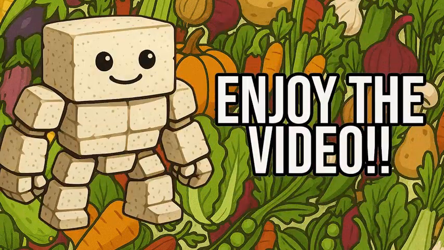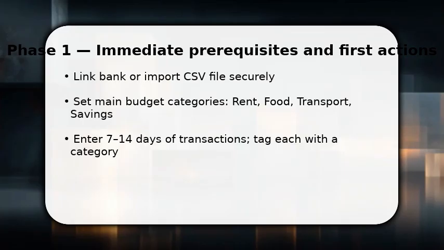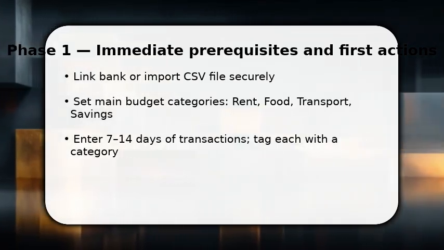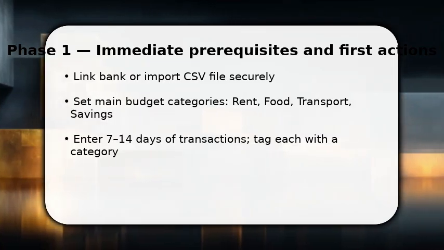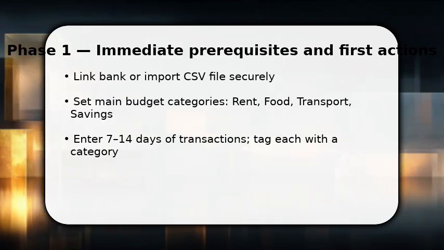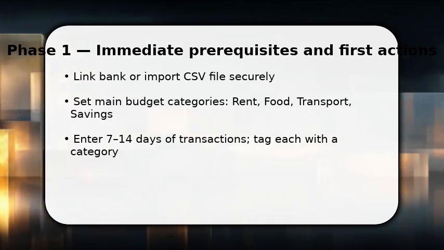Please enjoy the video. You start by connecting your bank or importing a CSV so the app has real data. This saves time and prevents errors. Once connected, create the main budget categories you'll use daily: rent, food, transport, savings, and assign percentages or amounts.